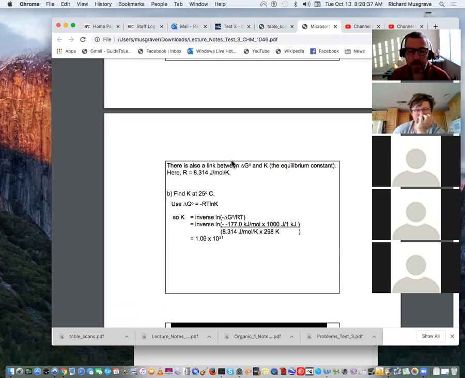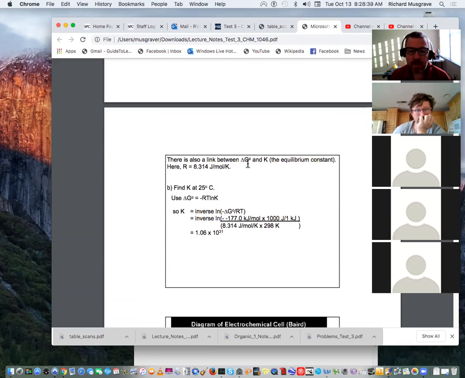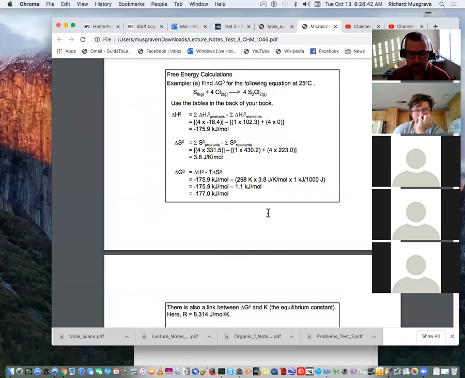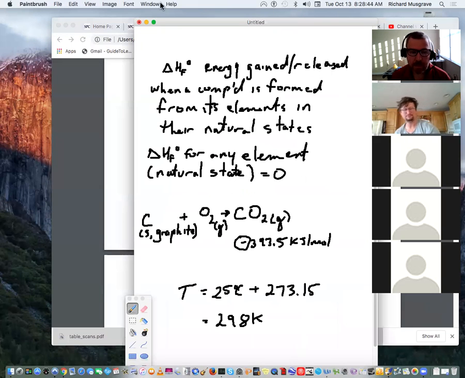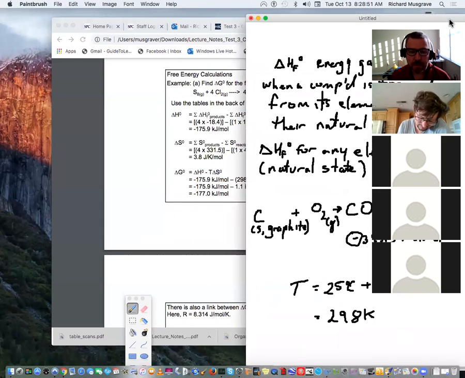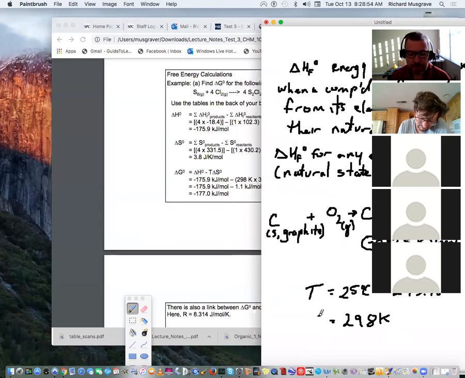There is one other thing we can calculate too, and that's K. When I talk about K for this reaction here, the equilibrium constant, which we've obviously done a lot of stuff with, K for this one would be S2Cl2 to the 4th over S8 times Cl2 to the 4th.